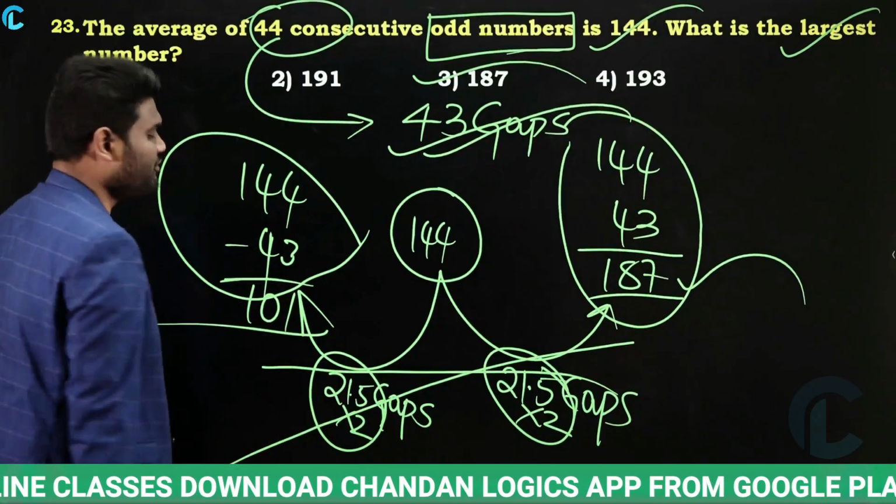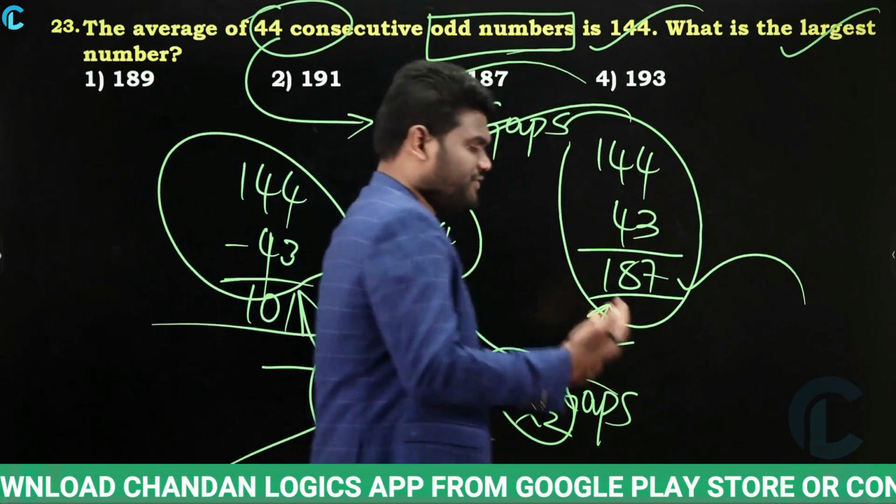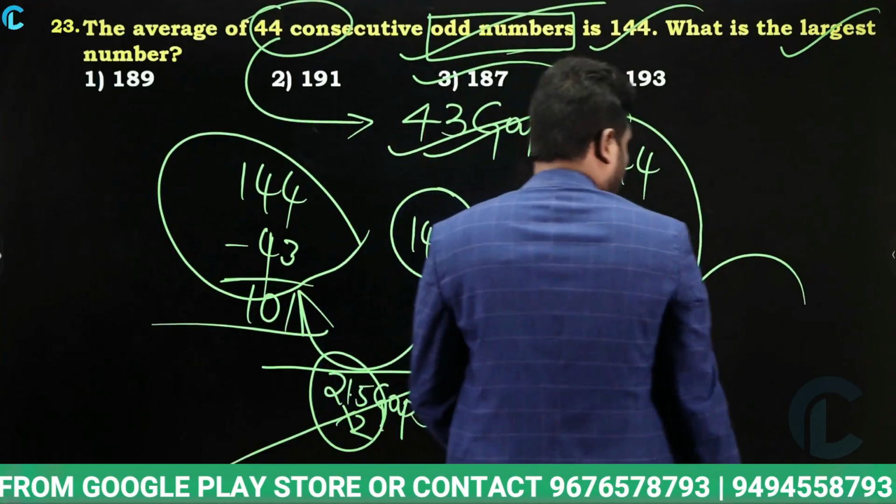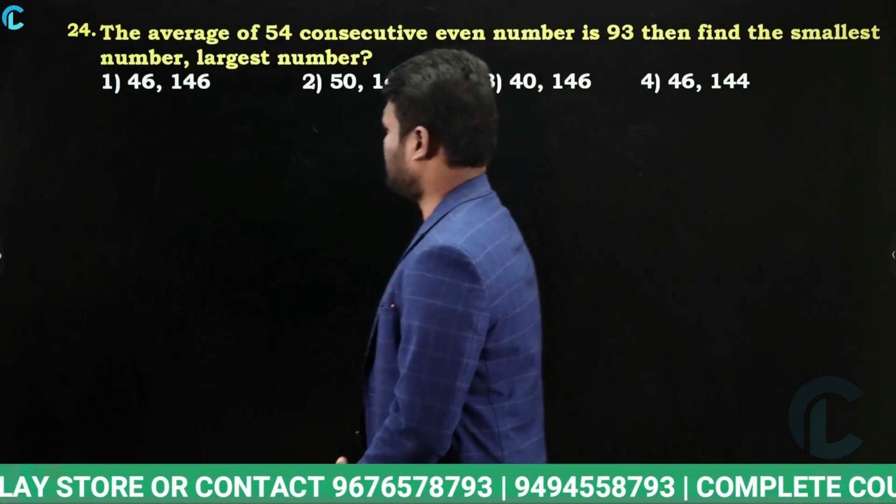That's it. Okay. If you follow this, you can get the answer much faster. And this you need to apply only when the questions are about consecutive odd numbers or consecutive even numbers.